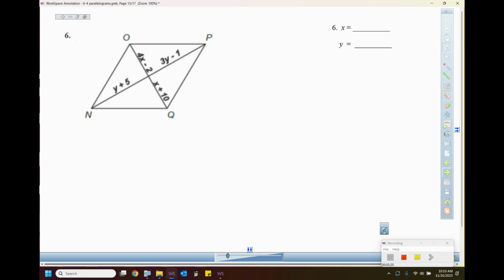So if we look at this, what do we got expressions on? Sides, angles, or diagonals. This is diagonals. What's true about the diagonals? They bisect each other, so that green one and that pink one should be the same. And the cool thing is they both have the letter x, so I'm in business. I can set up an equation. And then we will subtract x from both sides and add the 2 over.